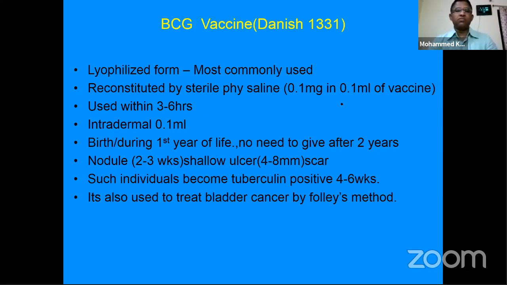Fine. BCG vaccine is one which is given most commonly right from the time of birth. Intradermally, it is given. This again, you will be taught in pediatrics, but I would definitely touch upon it here. 0.1 ml of vaccine is given intradermally, especially at birth. So it protects the children who are newly born in India against TB. And the vaccine used is Danish 1331.